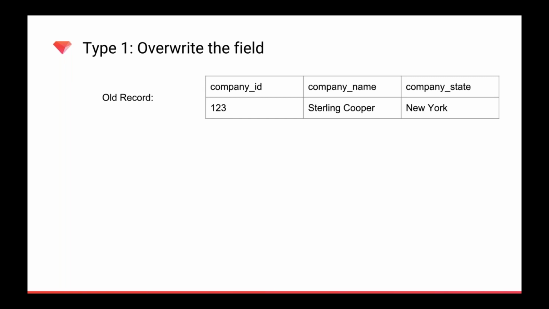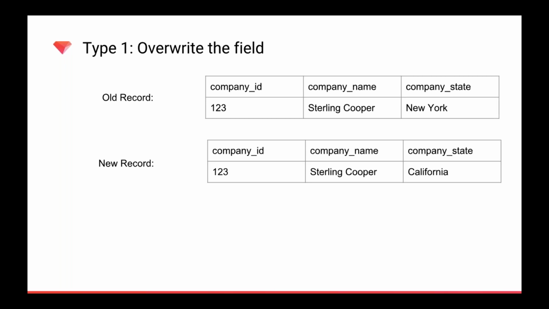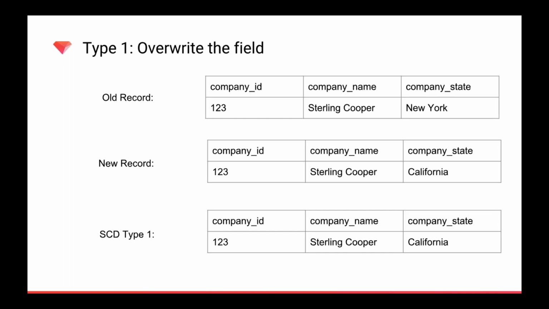So, say we're given a data set that contains a company ID, company name, and the state the company is located in. So here we have an existing record that shows Sterling Cooper in New York, and then we receive a new record that shows Sterling Cooper has moved to California. If we're using an SCD type 1, what we're left with at the end is a record showing us that Sterling Cooper is in California.